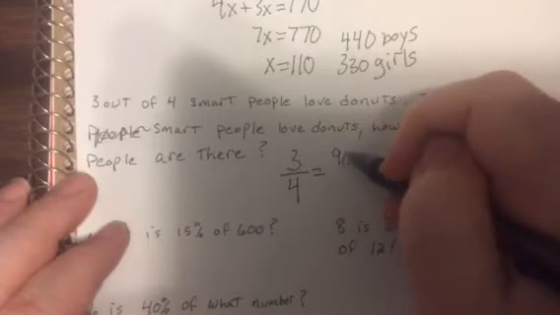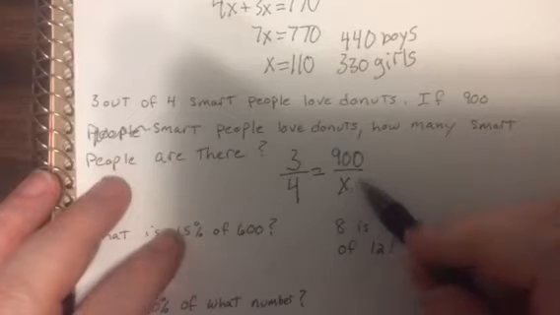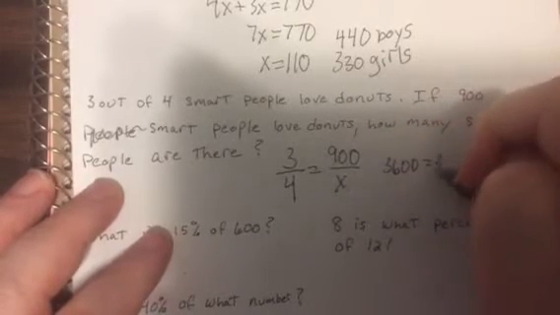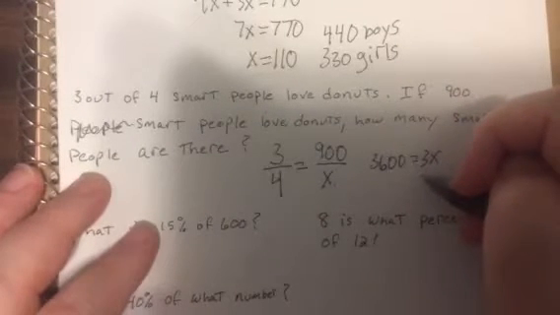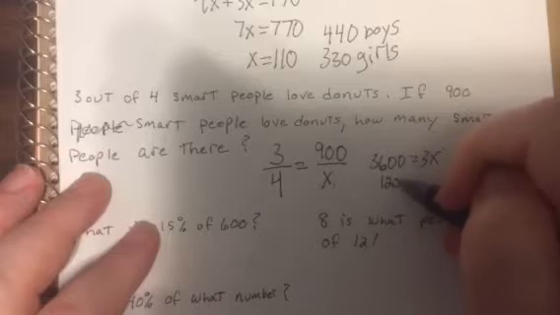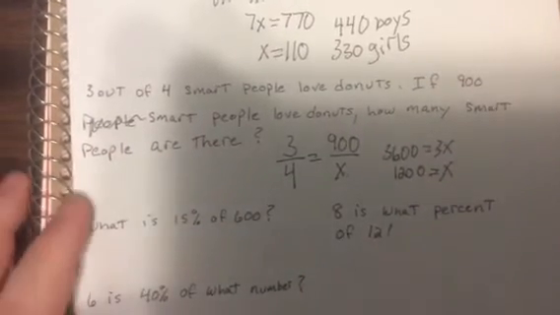The love donuts is on top. So the total number of smart people is on the bottom. Cross multiply, 3600 equals 3x. Okay, divide by 3, so it's 1200. So there's 1200 smart people in the group.